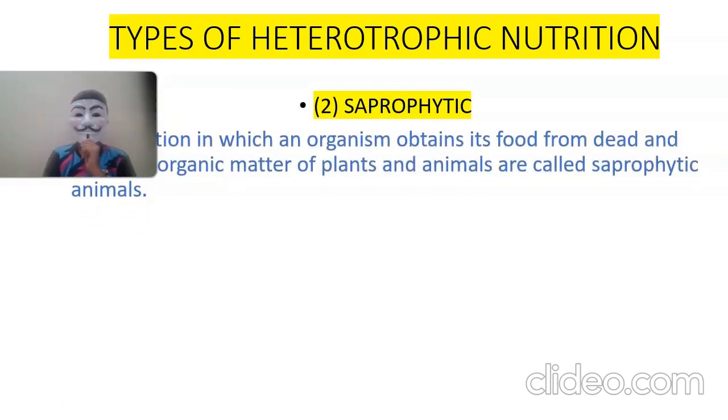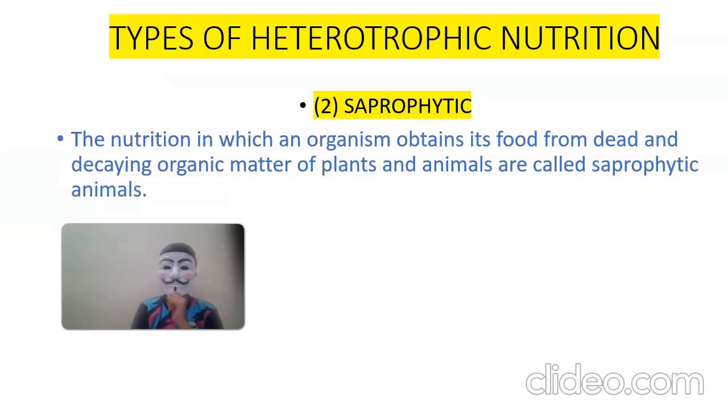The nutrition in which an organism obtains its food from dead and decaying organic matter of plants and animals is called saprophytic. In short, in this type of nutrition, the organism obtains food from dead matter. You must know scavengers, which feed on dead and decaying matter, like vulture and eagle and many more. So this is what happens in this. I will show you ahead.